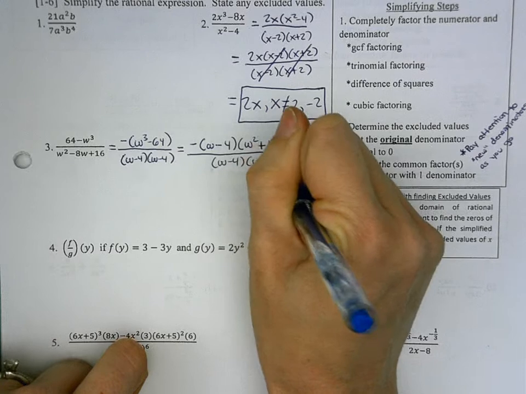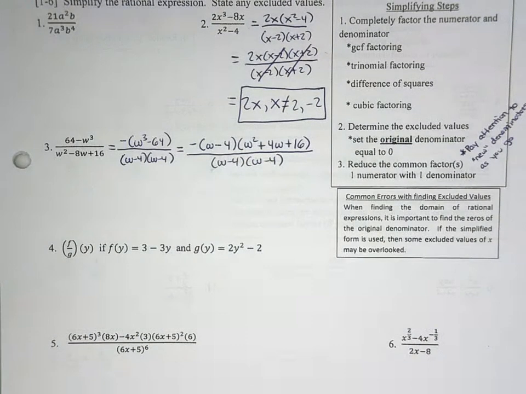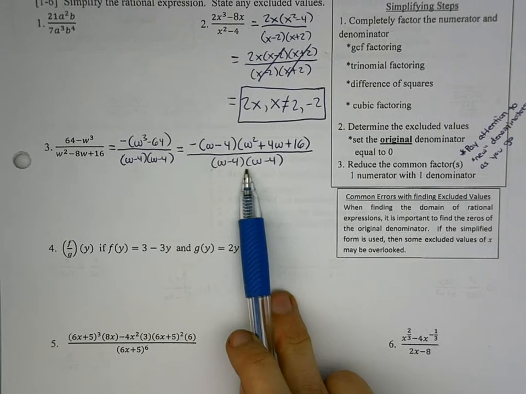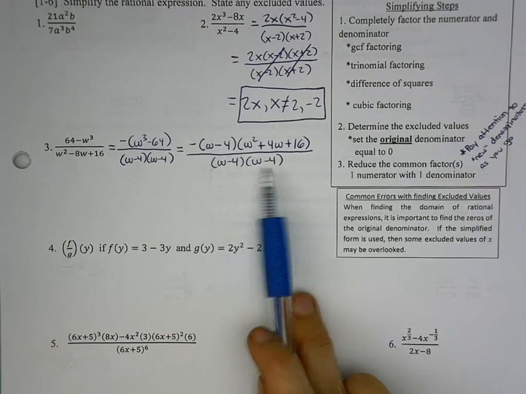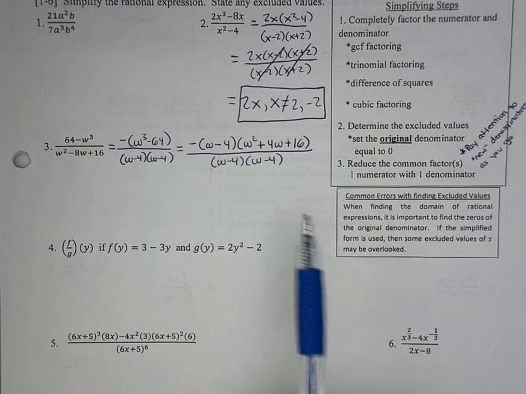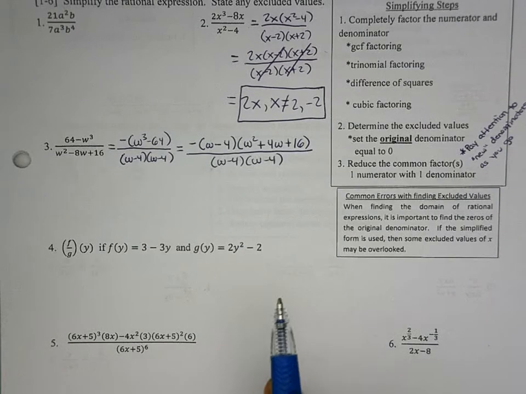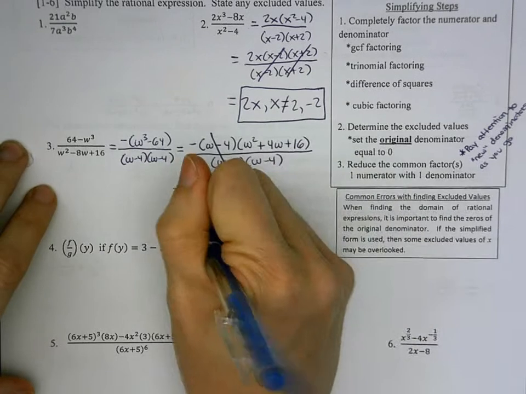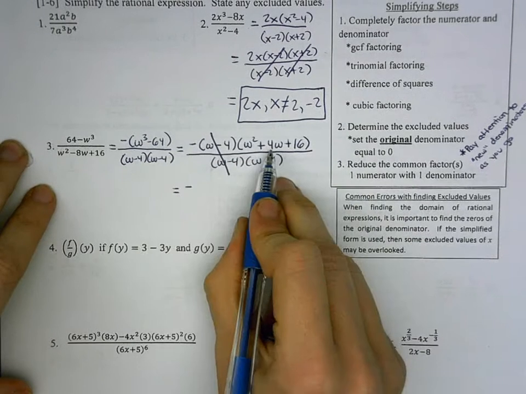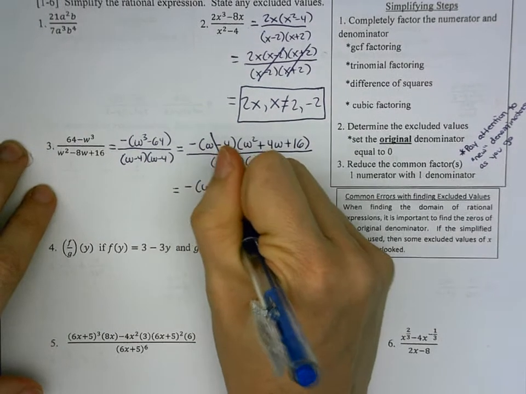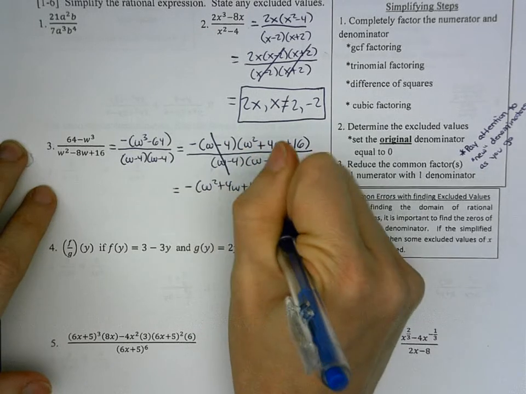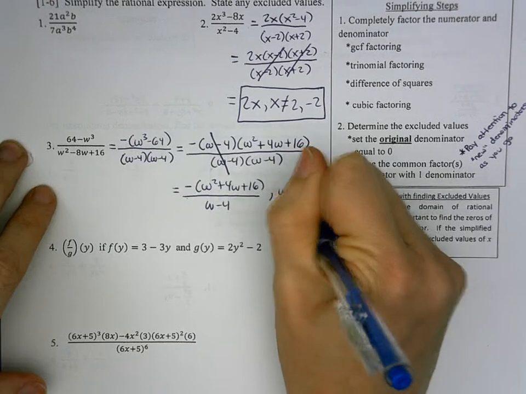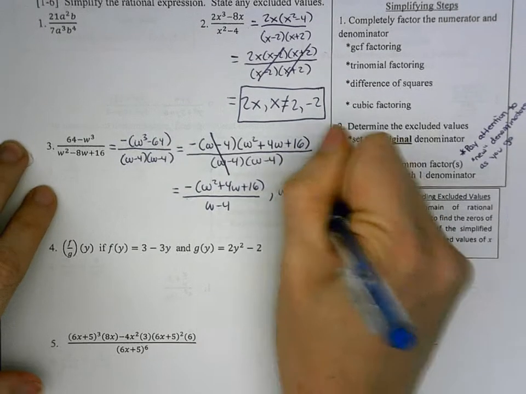Okay. So now that we've completely factored, we're going to consider what are my excluded values. In this case, I have 2 things in the denominator. For those to equal 0, it'd actually be 4 in both instances, so we only have 1 excluded value of 4. And then simplifying, the w minus 4's would go away, and we'd be left with our negative, our w squared plus 4w plus 16 over our w minus 4, with that excluded value of 4.